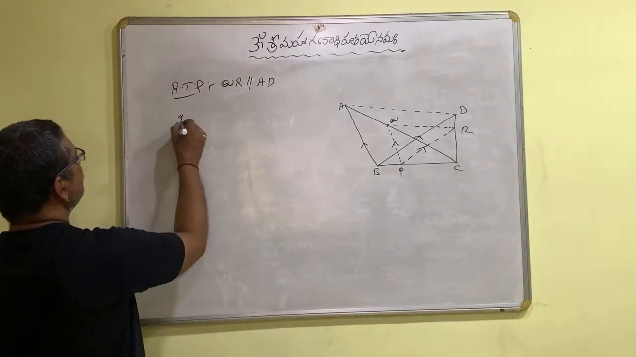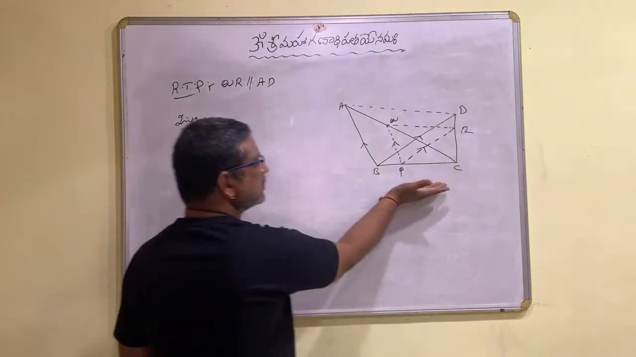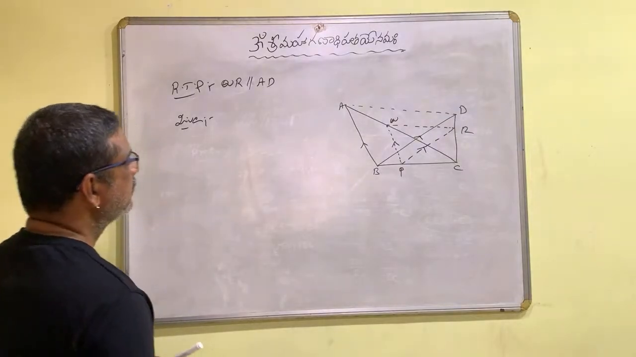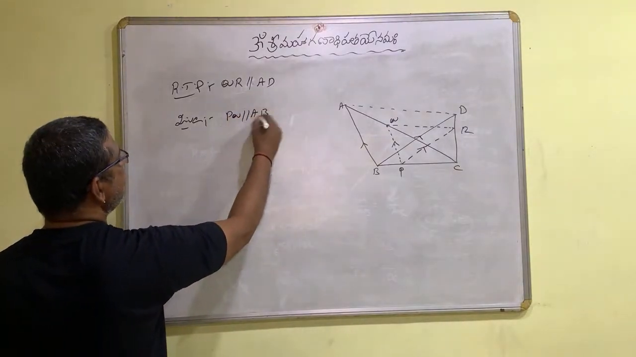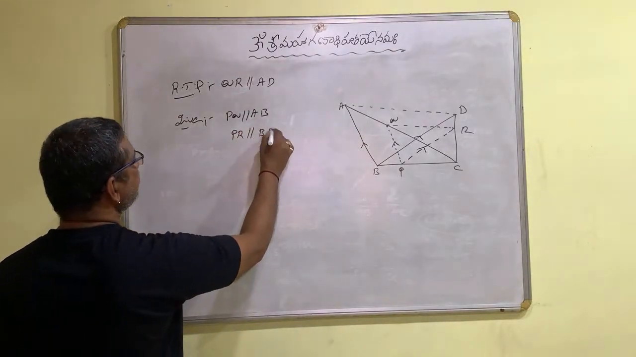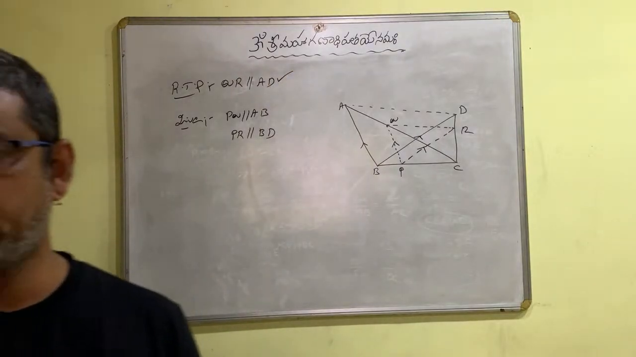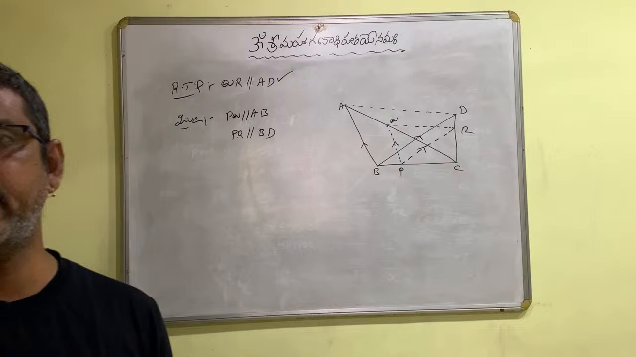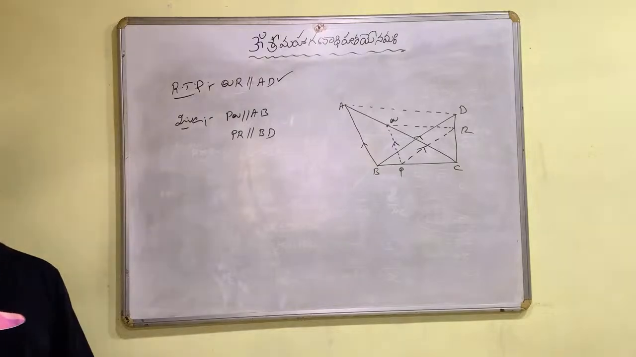What is given? Triangles ABC and DBC are on the same base. And what else is given? PQ parallel to AB and PR parallel to BD. And we need to prove QR parallel to AD. Okay? Now, what to do, tell me? What to do after this?